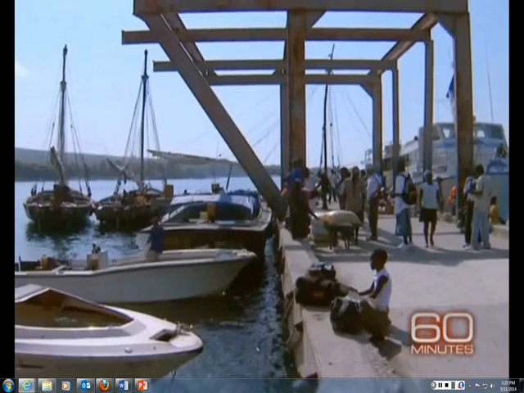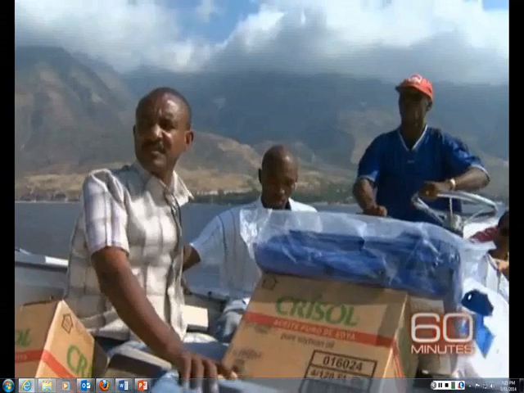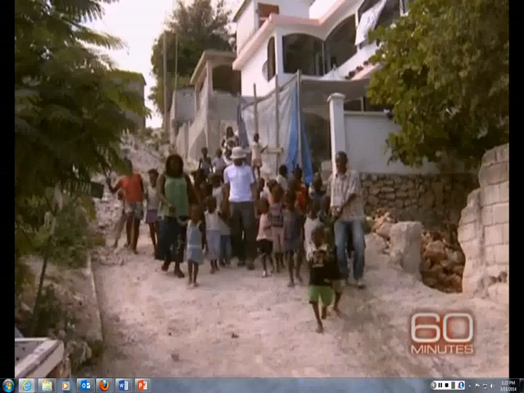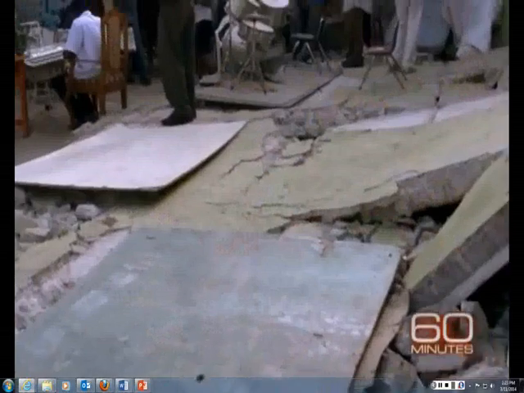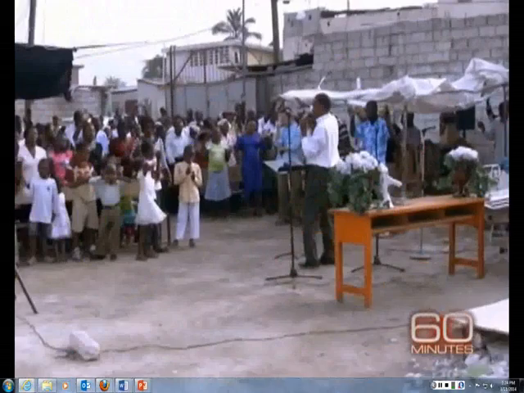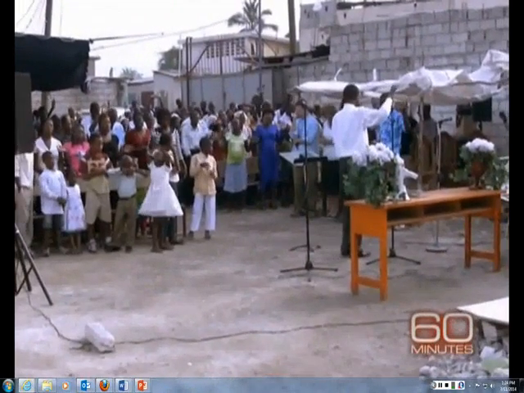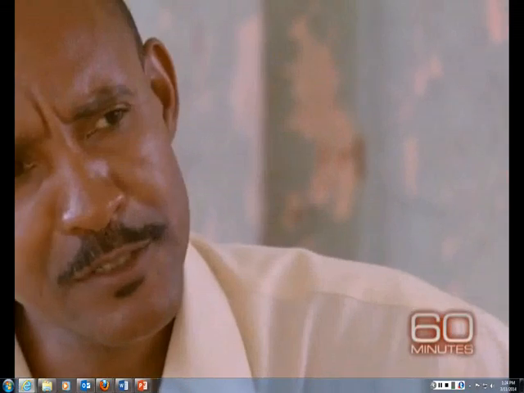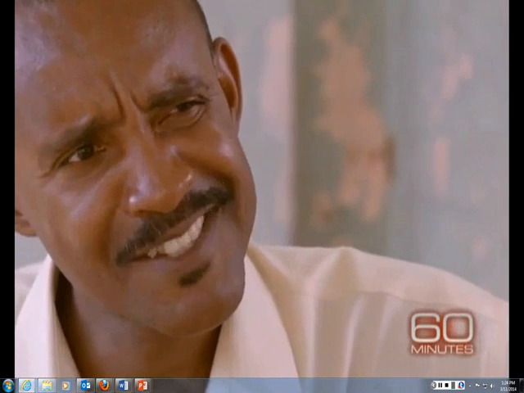Maybe it was to keep his mind occupied, but Vaval was working night and day. He traveled to neighboring islands to check on orphans, and he preached to his own congregation amid the rubble of his broken church. He told us, no matter what happened to Jean-Marc, his son was in the hands of God. I never worry about tomorrow. Never. Tomorrow will be good because it's in God's hand.